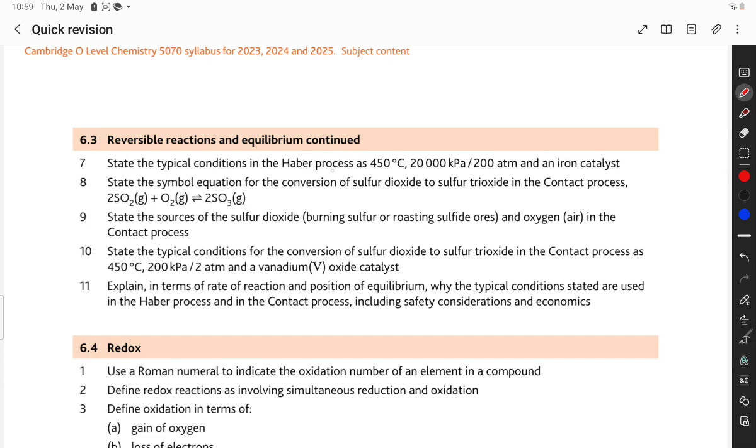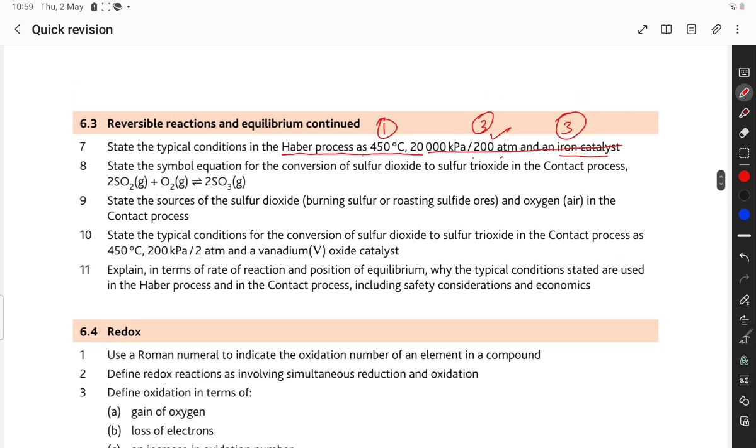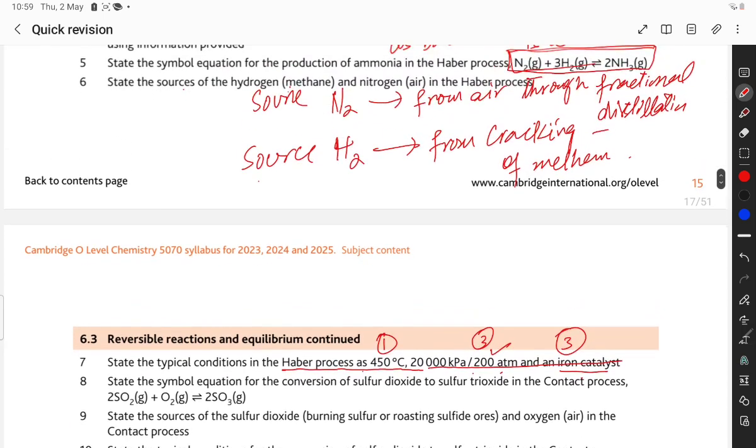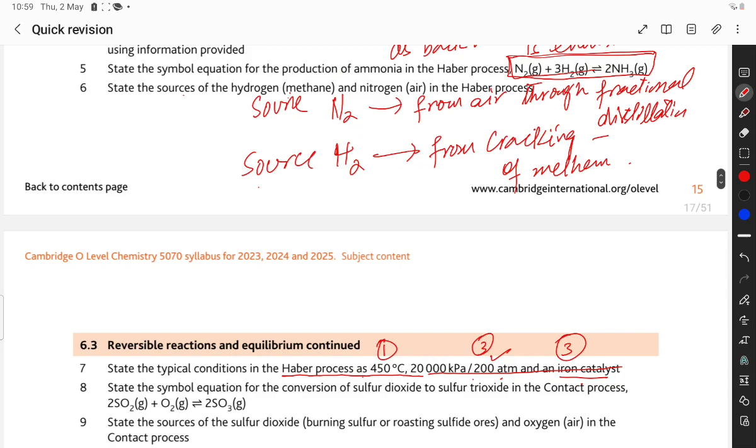And this is the condition of the Haber process: 450 degrees centigrade, pressure 20,000 kilopascal or 200 atmosphere. Write down this figure, 200 atmospheric pressure, and iron as a catalyst. You must learn these three conditions: iron as a catalyst, 200 atmospheric pressure, and 450 degrees centigrade. So just learn these three or four points in the case of the ammonia process or Haber process.